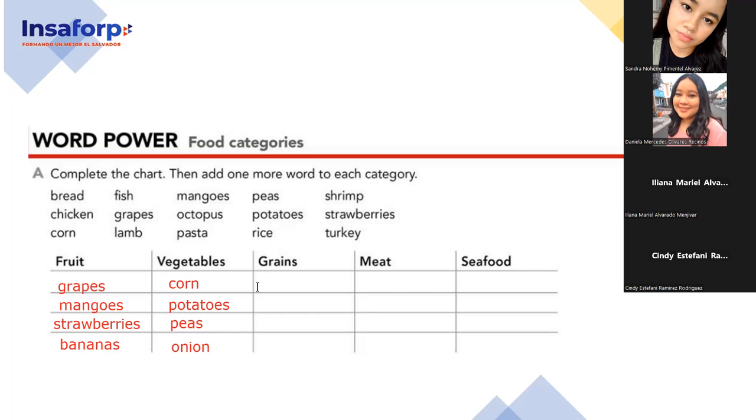With grains. What's the vocabulary that we have here? Corn? Oh, no, sorry, that's a vegetable. Yeah. Like elote loco. Rice. Oh, rice, okay. I don't know, but maybe pasta? Oh, yeah, that's right. Pasta, also. Pasta, very good.